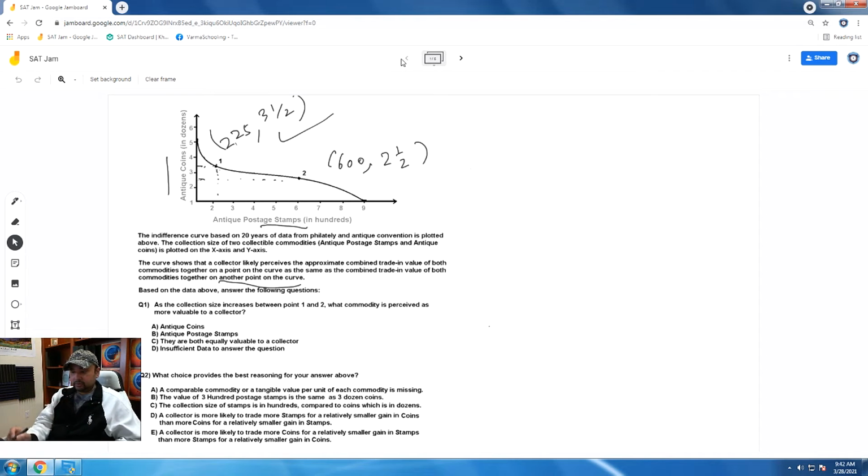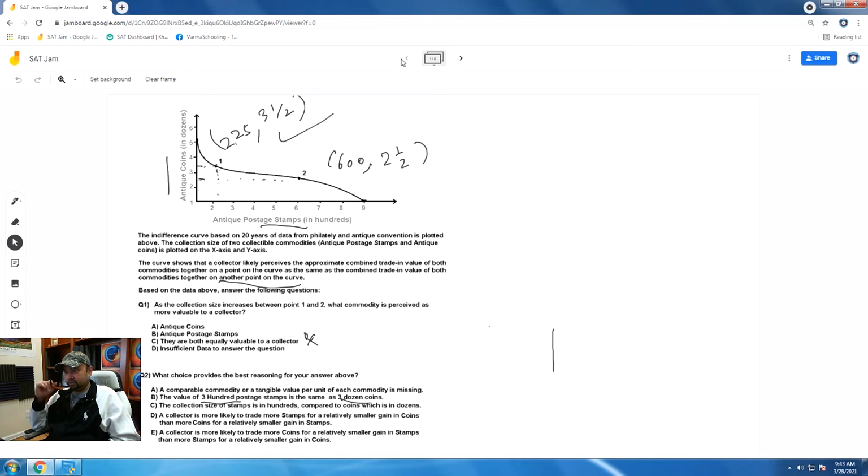Now, don't think in terms of 300 coins being the same as 300 stamps being the same as 3 dozen coins. No, it doesn't work that way. It's not an equation. One of these choices is probably going to trick you, saying they have the same value. That is an incorrect choice because that wouldn't be an indifference curve. Same here, they'll say choice B, the value of 300 postage stamps is the same as 3 dozen coins. That's a trick. Don't think of an indifference curve like that. An indifference curve looks at combinations of values.